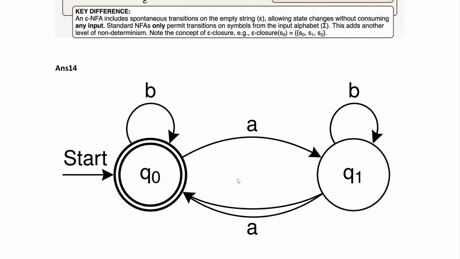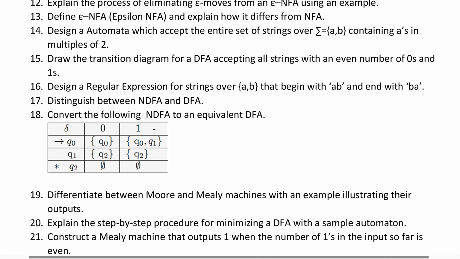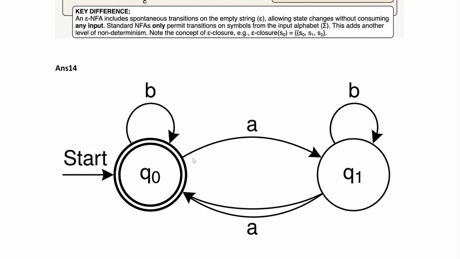Now we move to question number 14, which says: design an automaton which accepts the entire set of strings over input alphabet A and B, containing A in a multiple of 2. So now the number of A's should be a multiple of 2. As you can see, Q0 is the starting or initial state as well as the accepting or final state, because the arrow indicates it is a starting or initial state, and the double circle indicates it is an accepting or final state as well.